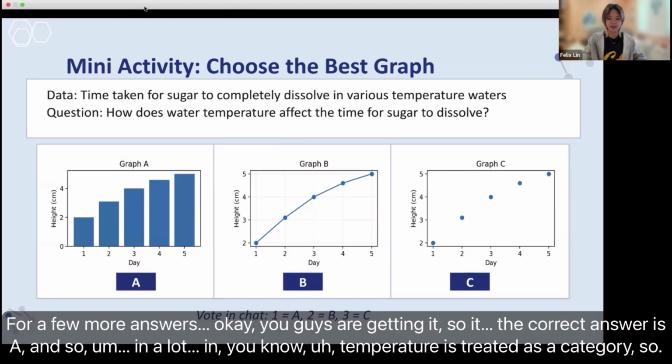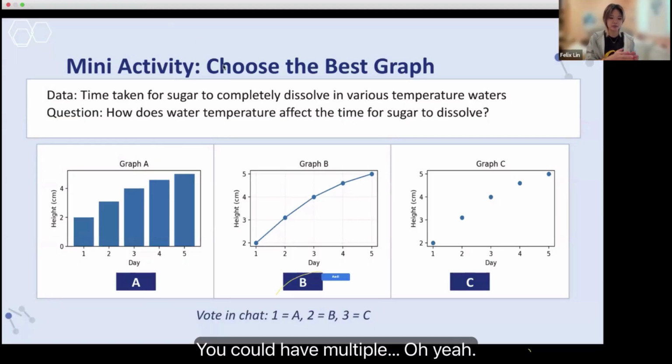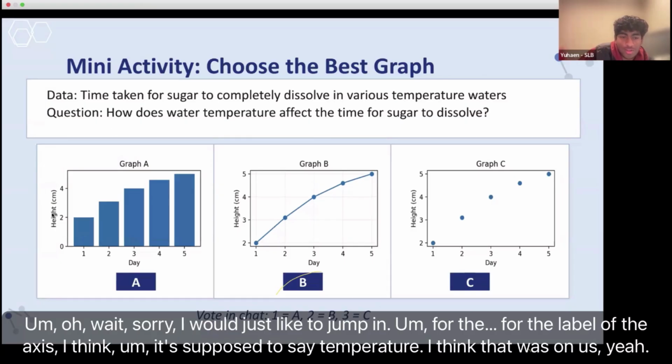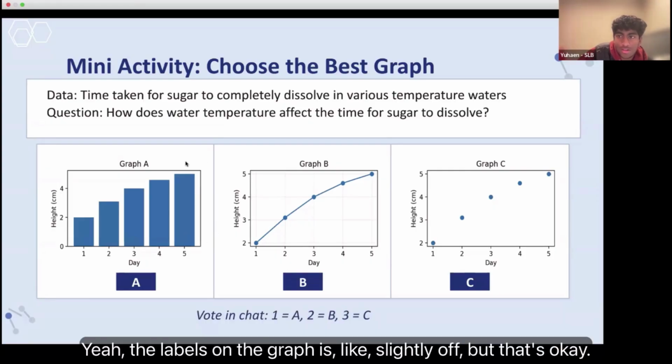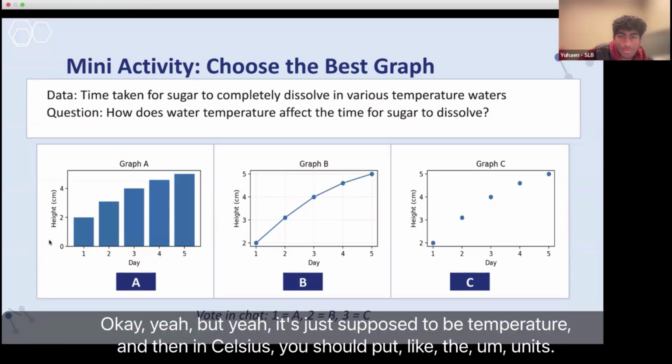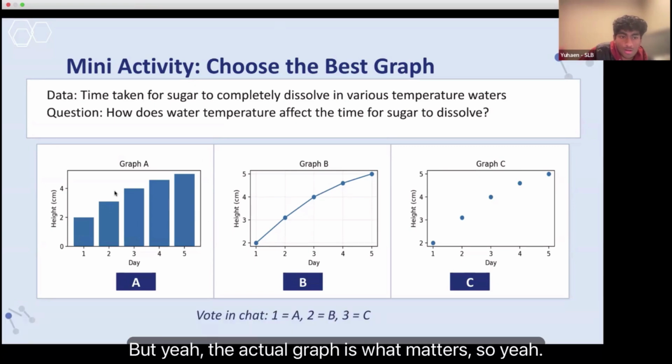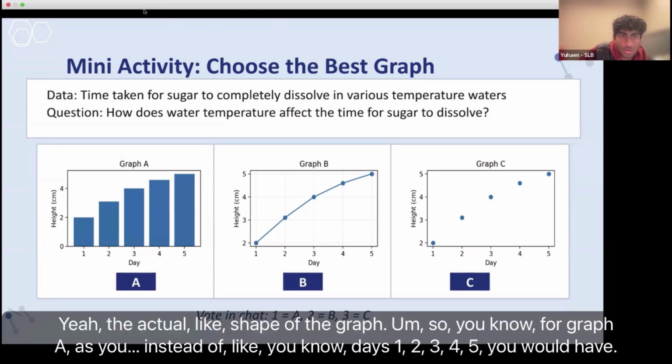In this case, temperature is treated as a category. For the label of the axis, I think it's supposed to say temperature. I think that was on us, yeah. The labels on the graph are slightly off. It's just supposed to be temperature, and then in Celsius you should put the units. But the actual graph is what matters, the actual shape of the graph.